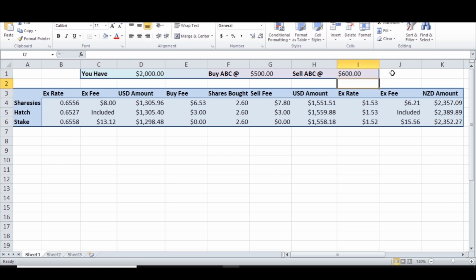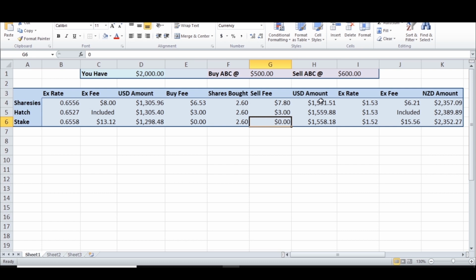Okay, let's say you have waited for a bit and your company has gone up by 20% to $600 a share. And let's say you're happy with this profit and you decide to sell at $600 per share. Well, then there will be the transaction fee again. With Sharesies, it's 0.5% of the transaction amount. So in the formula, I have put down $600 times 2.6 shares and then times 0.005, which is 0.5%. And that gives us a total of $7.80 paid in fees. With Hedge, it's a $3 flat fee, and with Stake, there is no fee for buying and selling.